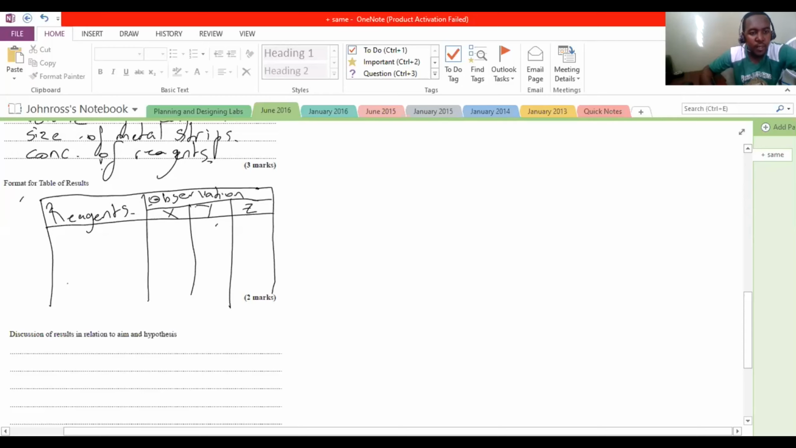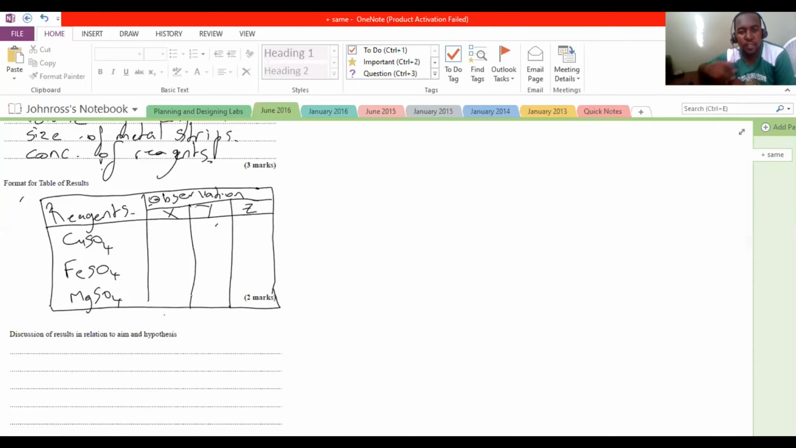All right, we can put in our reagents because we know what they are: copper sulfate, iron sulfate, and magnesium sulfate. So this table will do great with the observations, because each time you do the experiment, you just write what you observe in each of those sections, depending on the reagents.